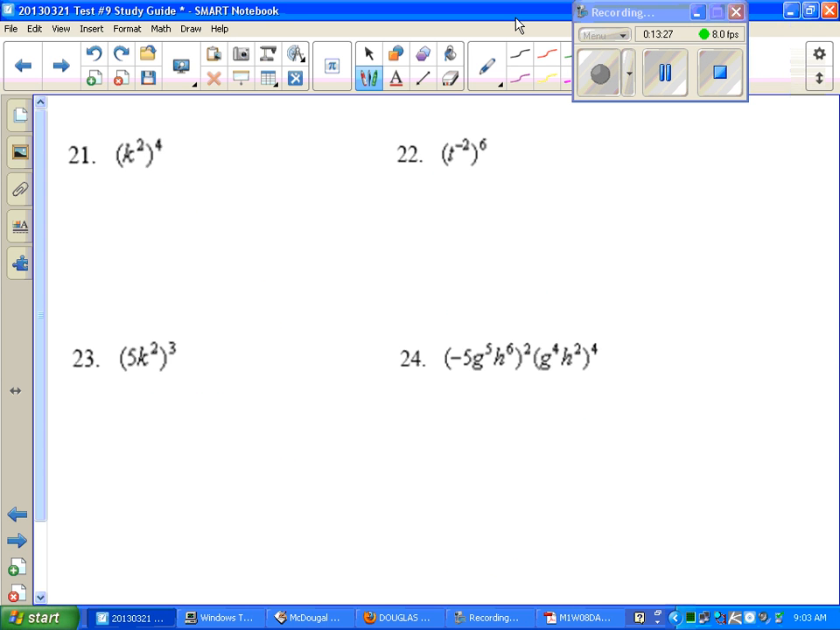Number 21 says k squared to the 4th. Now we're raising a power to a power, an exponent. So instead of adding the exponents, now we're going to have k squared times 4, which is k to the 8th for this one. 22 says t to the negative 2 to the 6th. Same thing as 21, just a little bit different. T to the negative 2 times 6 gives us t to the negative 12. And remember, we can't leave a negative exponent in this sense. Everything's over 1. So we can flip it or we can ride the elevator. It becomes 1 over t to the positive 12.